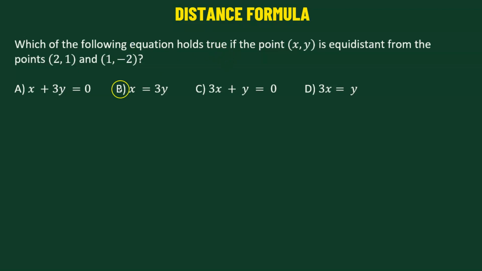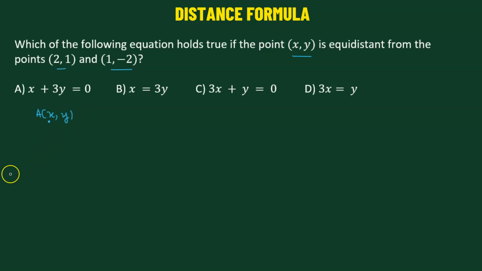So in this problem, we need to show which of the following equations is true, such that the point which is given as x, y is equidistant from two other points. One has the coordinate 2, 1 and the other has the coordinate 1, negative 2. In order to understand this problem, let us imagine that this is the point A with coordinate x, y.